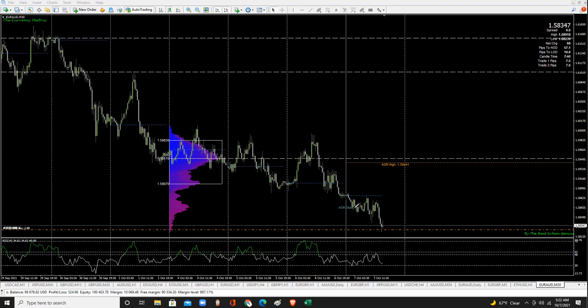Broken yesterday's low, Asian range, breakout, London, New York session, reversal. That's what I'm seeing here. I'm seeing the Asian range, London session breakout, New York reversal.